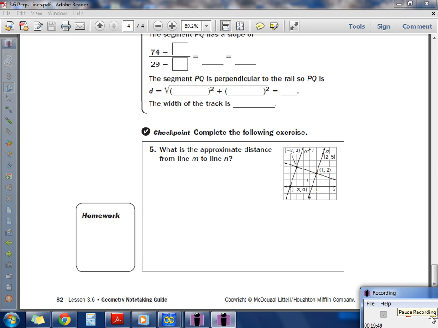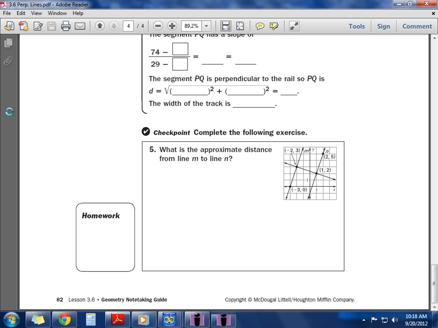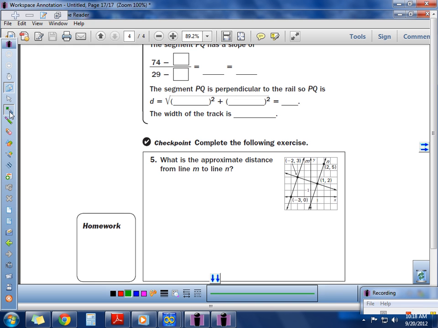Try this checkpoint. Remember, find your slopes of your lines first. Then draw the one you're going to find the distance of. All right, here we go. Here's what I'm looking for on this one. You have to figure out which one you want to be your line and which one you want to be your point. Find the distance from a point to a line, or distance between two lines. They've done a lot of the work for you.